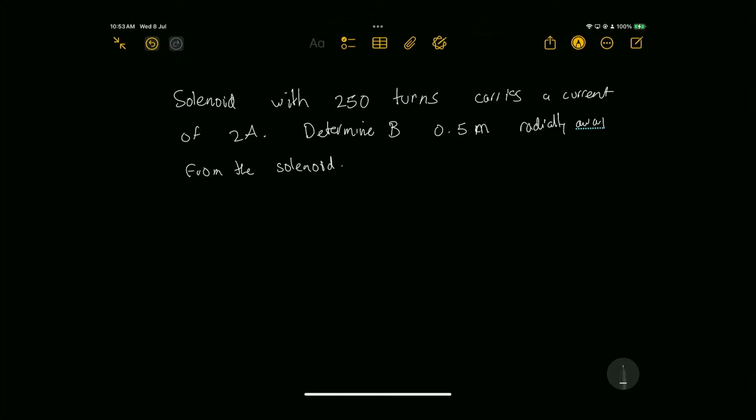What formula do we need to use to calculate this magnetic field? Oh, this solenoid has 250 turns with a length of 5 centimeters. What formula do we use for this?